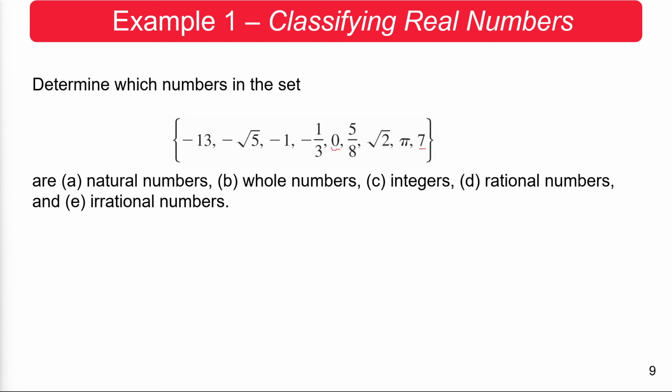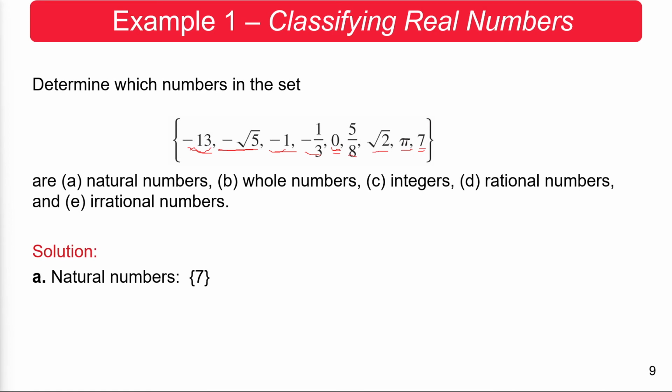Then the integers that we can find here will be negative 13, negative 1, and 0 and 7. And the rational numbers set will include negative 13, negative 1, 0, negative 1 over 3, 5 over 8, and 7. The last set of numbers will be irrational, and these will be negative square root of 5 and square root of 2 and pi.